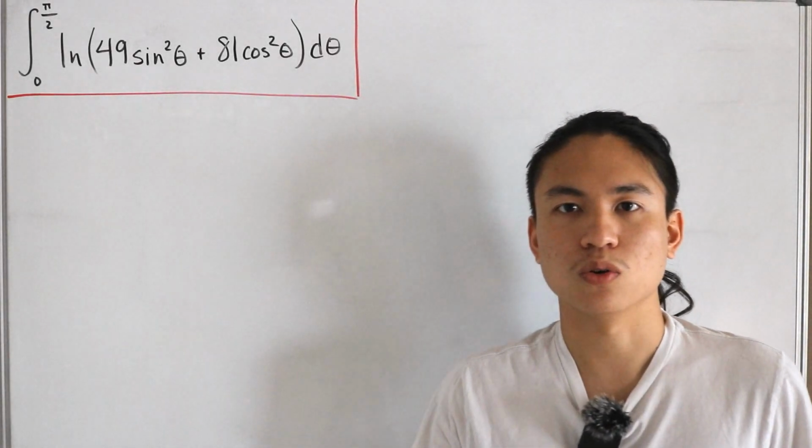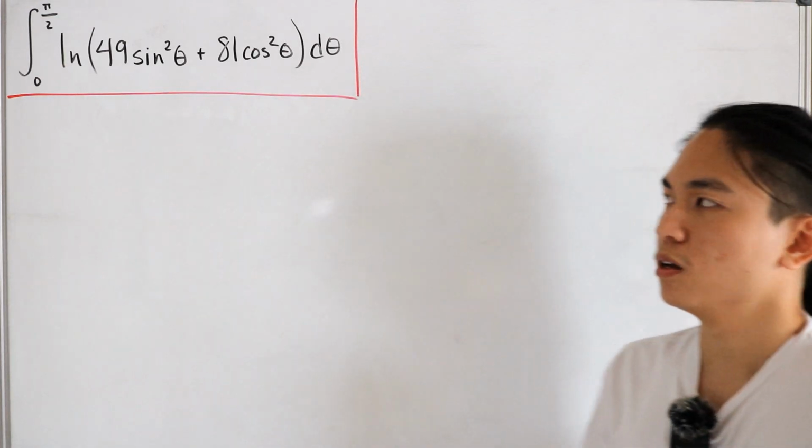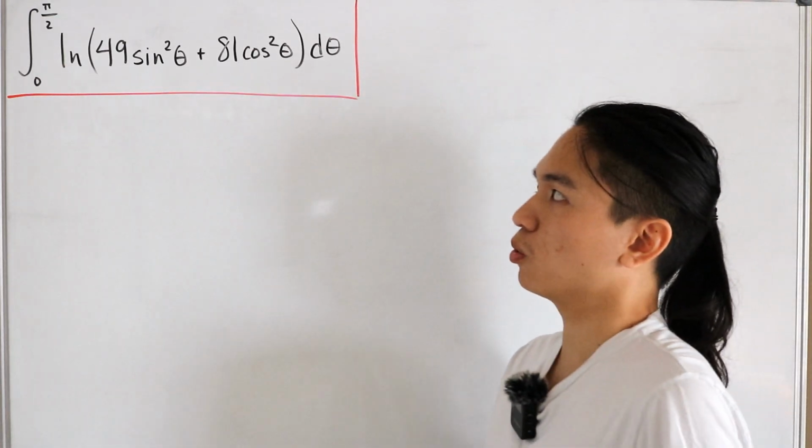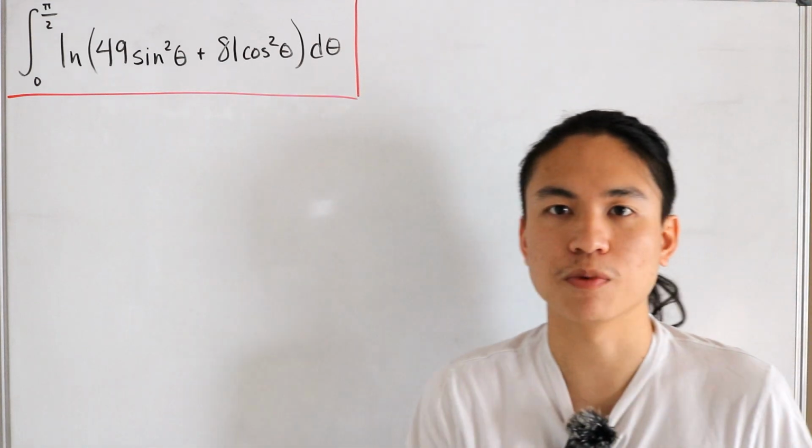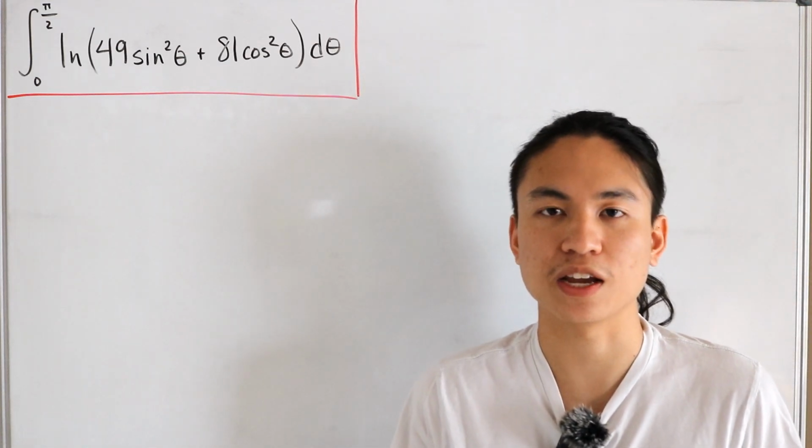Okay, so we'll go back to another video. So here we have the definite integral from 0 to pi over 2 of the natural log of 49 sine squared theta, add this with 81 cosine squared theta, d theta.